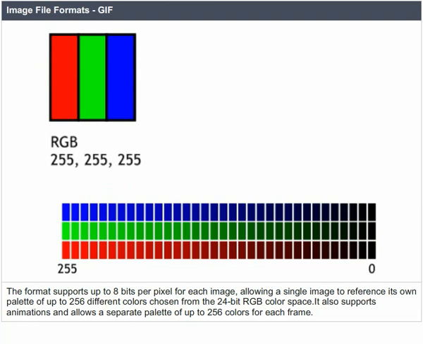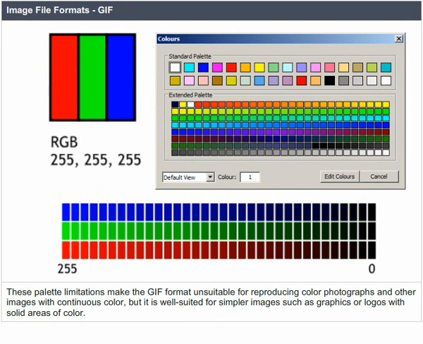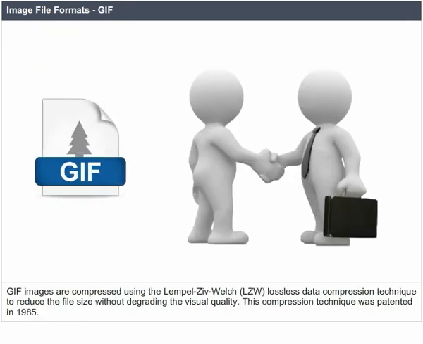These palette limitations make the GIF format unsuitable for reproducing color photographs and other images with continuous color, but it's well suited for simpler images such as graphics or logos with solid areas of color. GIF images are compressed using the Lempel-Ziv-Welch lossless data compression technique to reduce the file size without degrading the visual quality. This compression technique was patented in 1985.